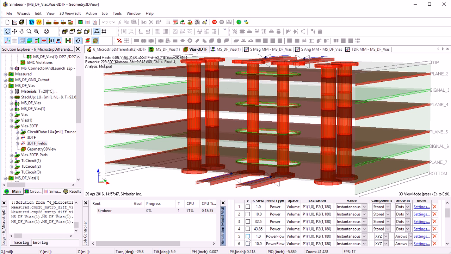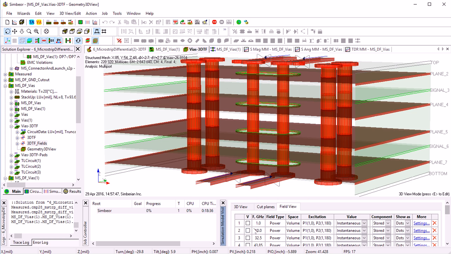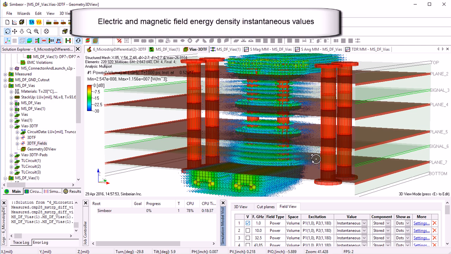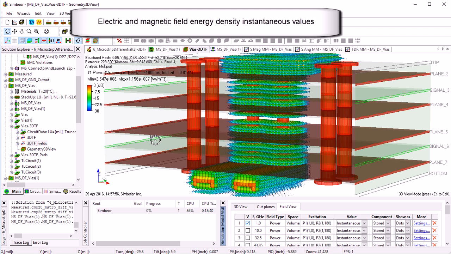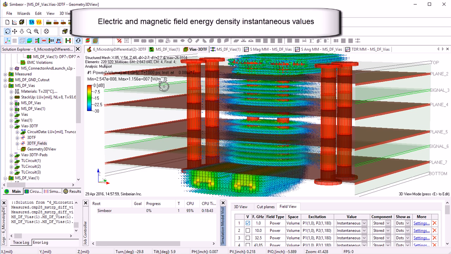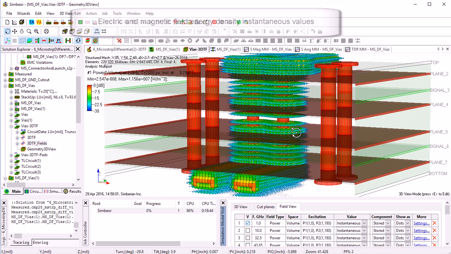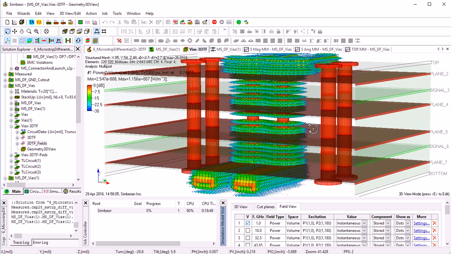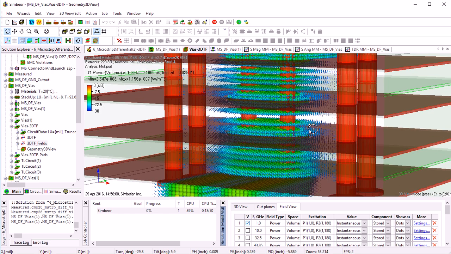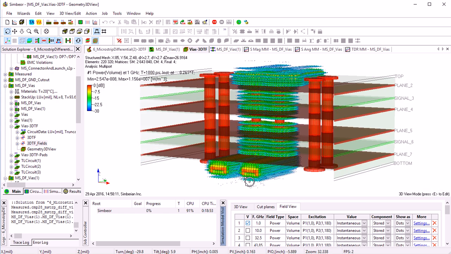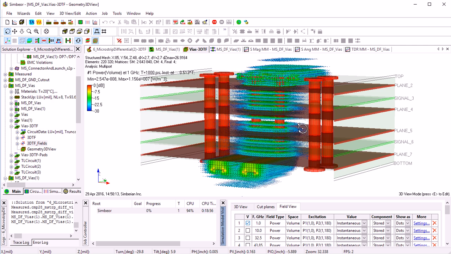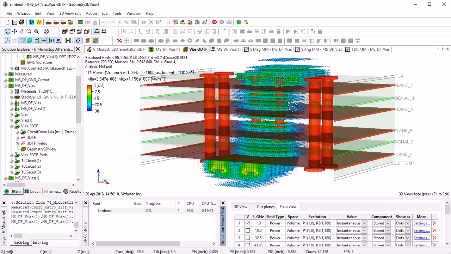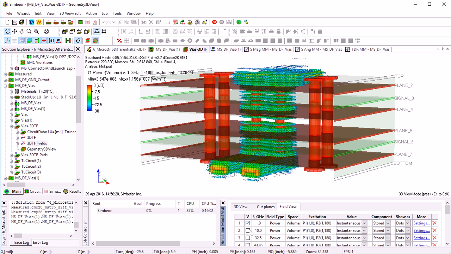In Simbeor, with Simbeor 3DTF, I can also compute power stored, and this is in watts per cubic meter, computed for each element and divided by volume, and we can see that again stored energy is located mostly in this area around differential vias. This is restricted by minus 30 dB view.